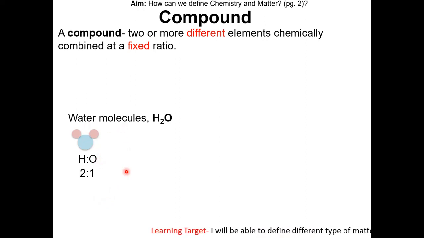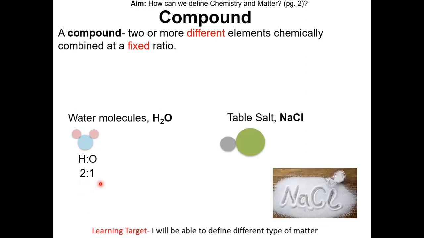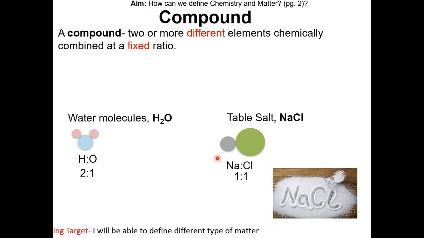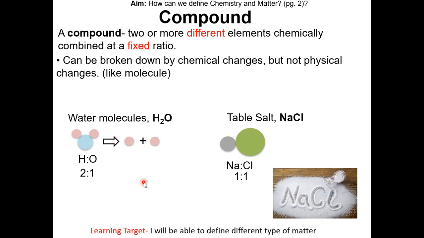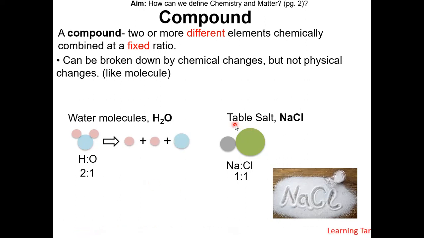Every water molecule will have the same fixed ratio. That is why water is considered a compound. Table salt, NaCl, is also considered a compound because the sodium and chloride are in a 1-to-1 ratio. Just like molecules, compounds can be broken down by chemical changes, but not physical changes. For example, water can break down chemically into 2 hydrogens and 1 oxygen. Table salt can also break down chemically.